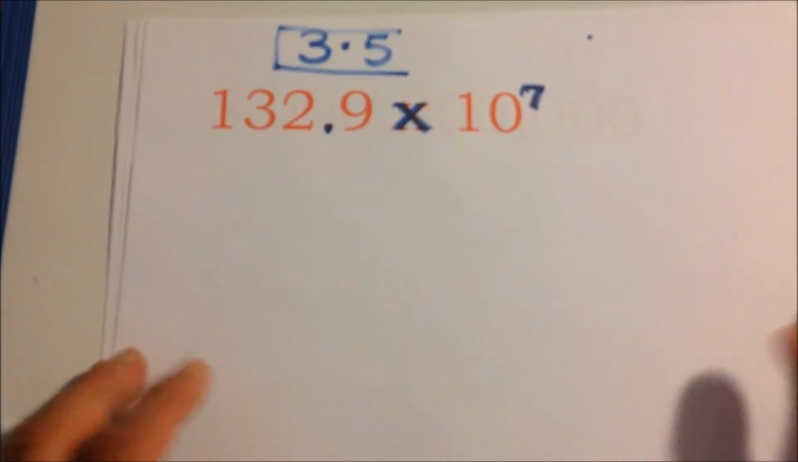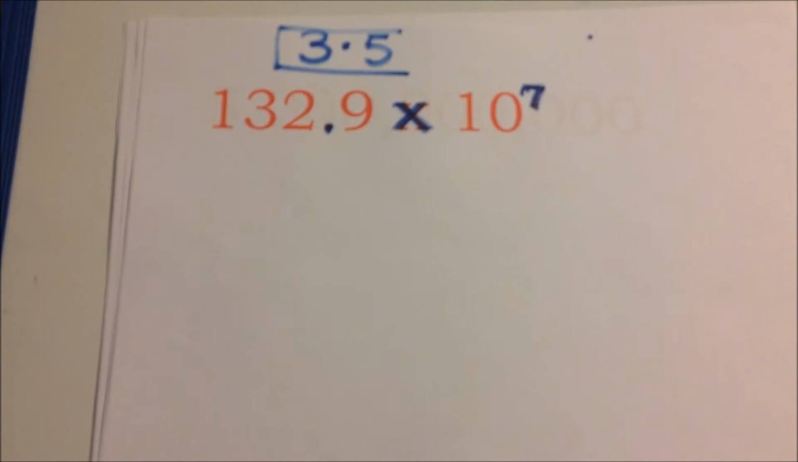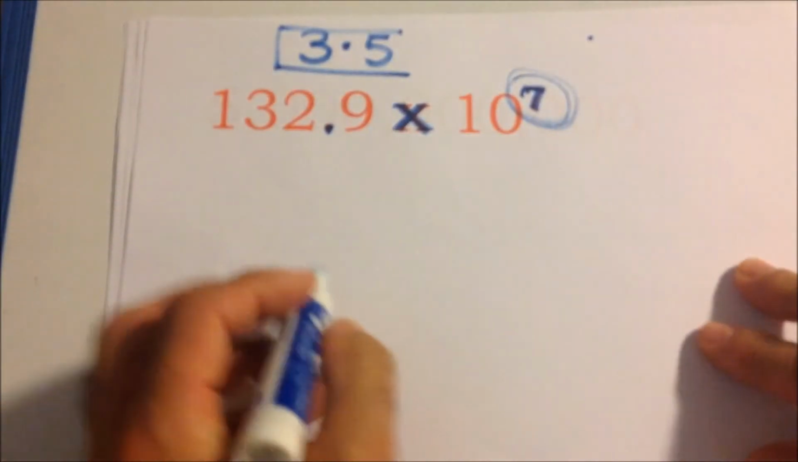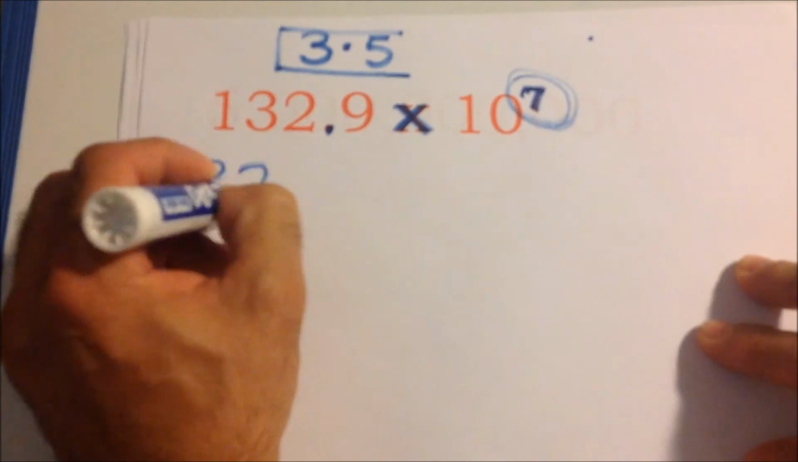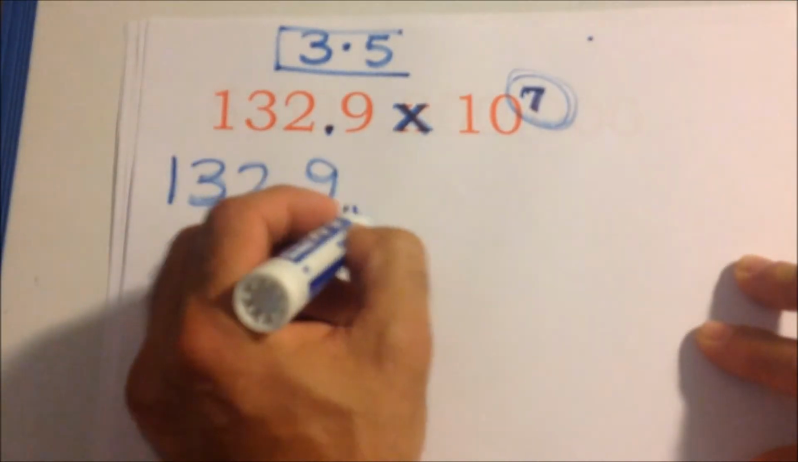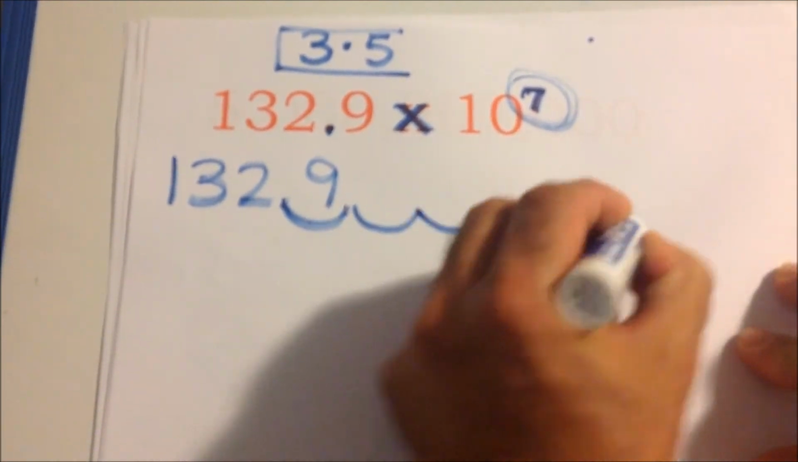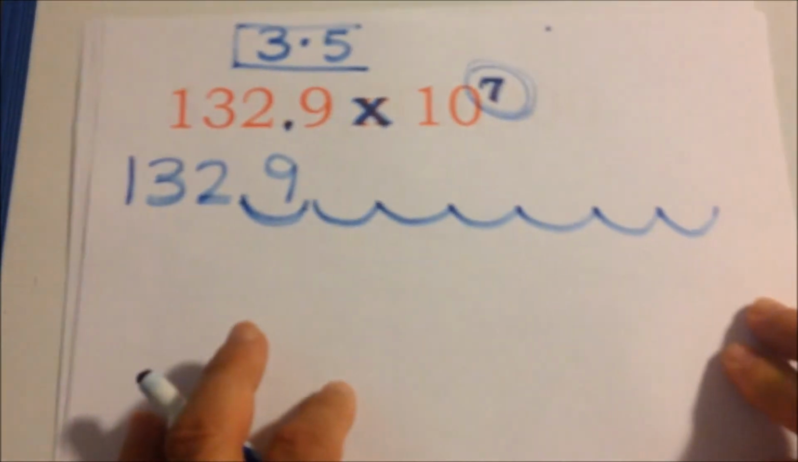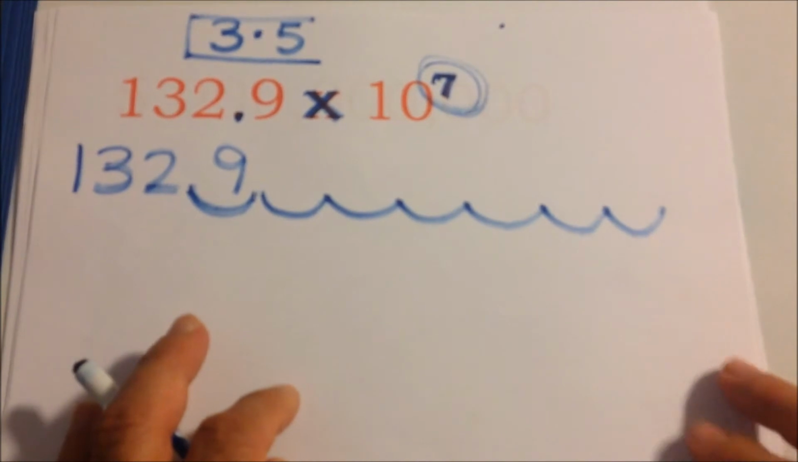So anyway, here we have 132.9 times 10 to the 7th power. How many times should I move that decimal? Right here, it tells you. 7 times. So let's write it. 132.9. We'll move it 7 times. 1. We already moved it once. 2, 3, 4, 5, 6, 7. Make sure we get it all in there.